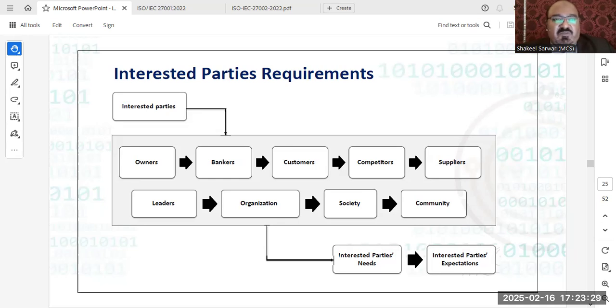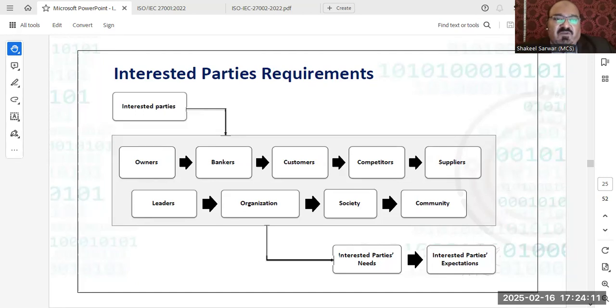Society requirements may be ethical and responsible handling of data, compliance with legal and environmental standards, and prevention of cybercrime and its societal impact. Impact could be demonstrating social responsibility, which enhances the organization's reputation. Community requirements may be assurance that the organization's operations do not compromise local security or privacy, and contribution to community well-being through skill and ethical practices. Impact could be that a secure organization builds trust and goodwill within the community.